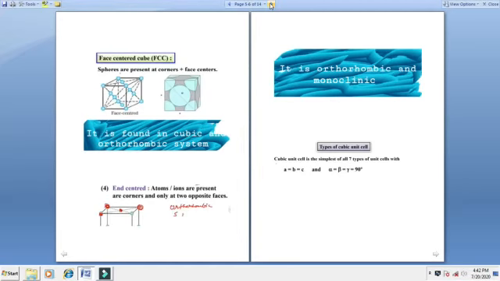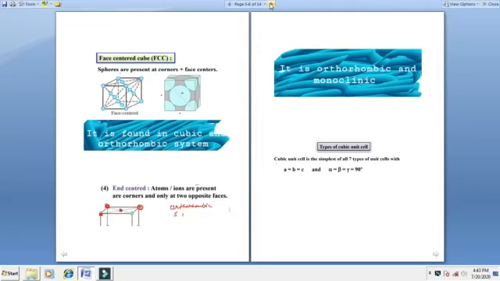Face centered cubic cell. Here the spheres are present at corners as well as the face centers. There are 6 faces. This is found in cubic and orthorhombic systems. Total number of atoms: 1 from the corners, that means 8 into 1 upon 8. And there are 6 faces, and each at the face is shared by 2. So 6 divided by 2 makes it 3. So 1 plus 3 is 4.